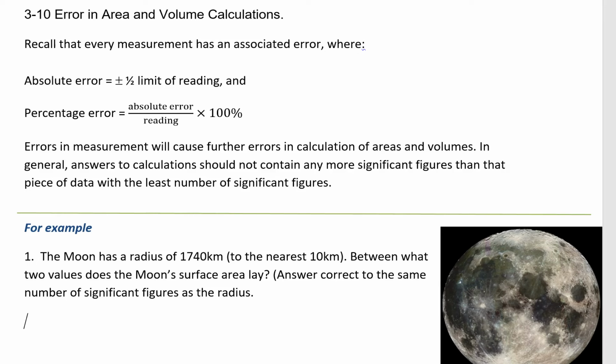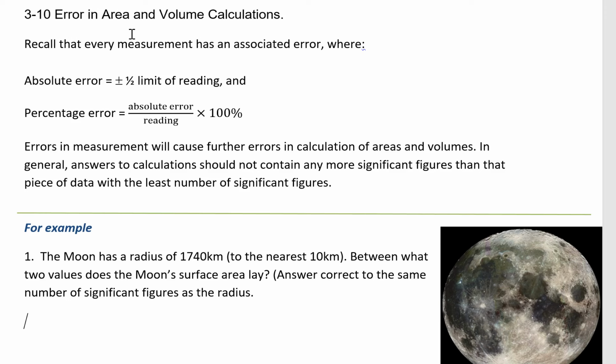So it makes sense now that we would go on to 310 and talk about error in calculations such as area and volume. It certainly makes sense that if the measurements that we're using are not exact, have a certain amount of error in them, then when we use that measurement in a calculation, the answer to that calculation is also going to contain some error or be not exact.